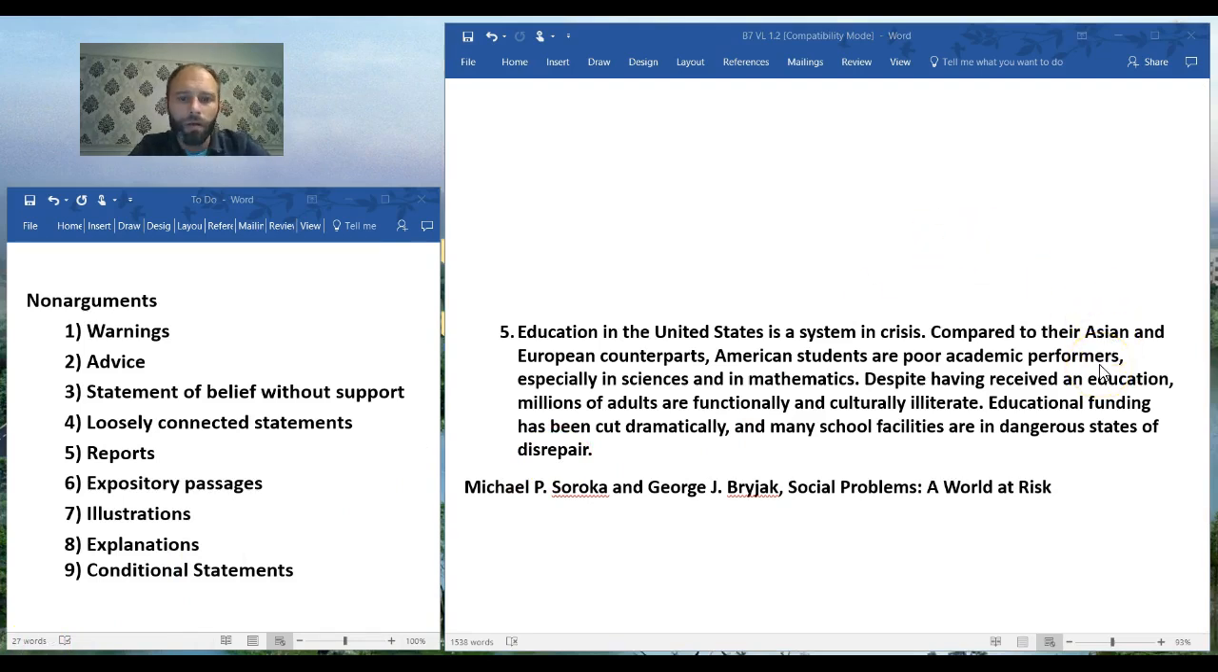All right, number five. Education in the United States is a system in crisis. Compared to their Asian and European counterparts, American students are poor academic performers, especially in the sciences and in mathematics. Despite having received an education, millions of adults are functionally and culturally illiterate. Educational funding has been cut dramatically, and many school facilities are in dangerous states of disrepair.